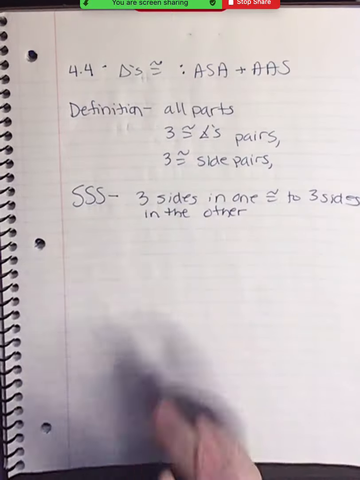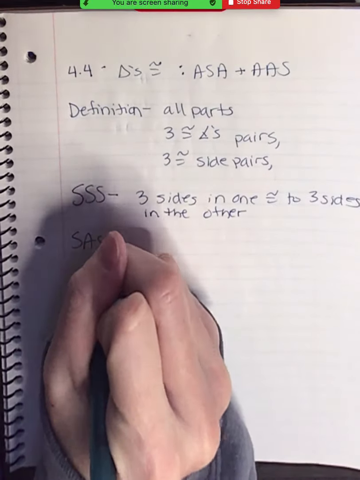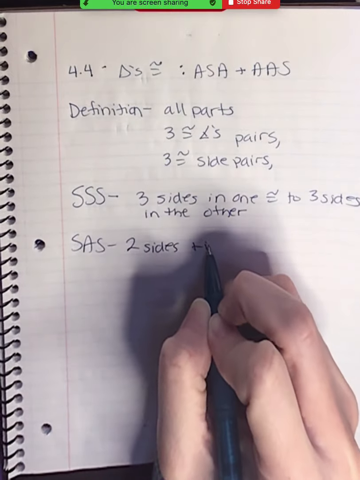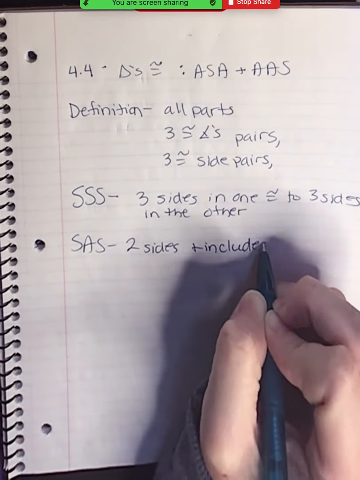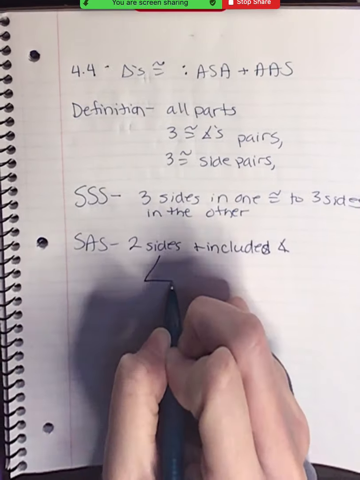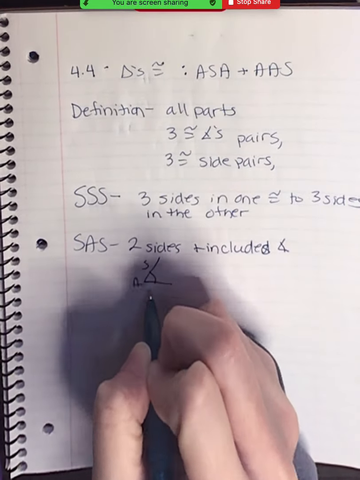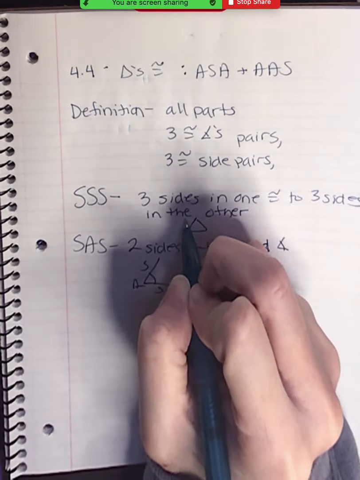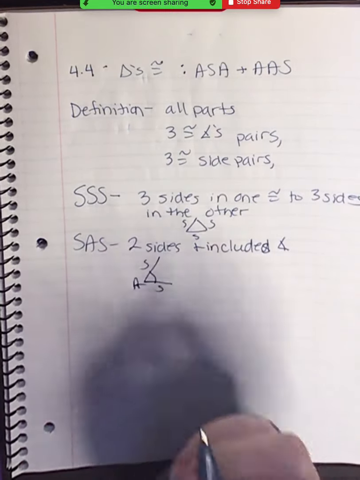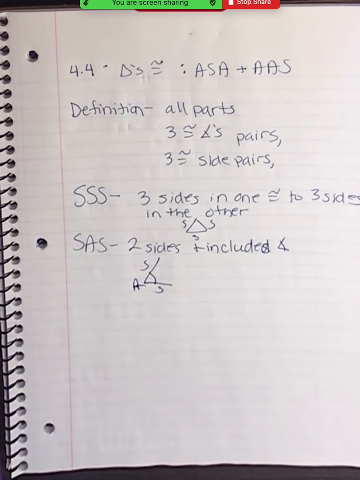Or you could have used side, angle, side. 2 sides and the included angle. So side, angle, side. All right, those were the 3 ways we had to show we have congruent triangles. In 4.4, we have 2 more ways.